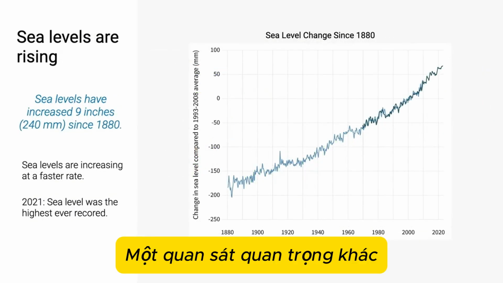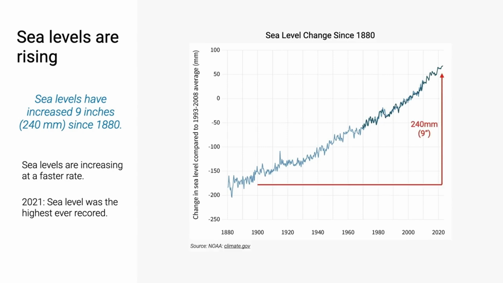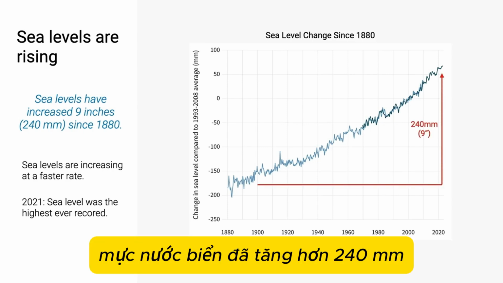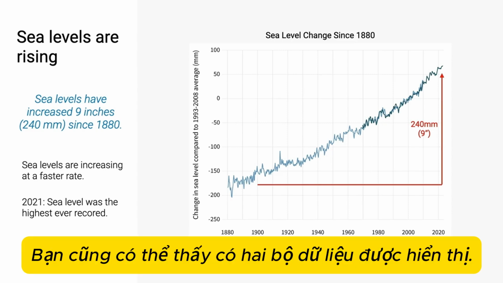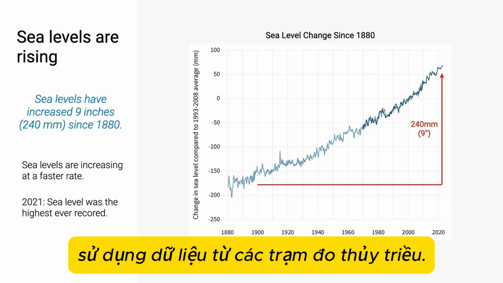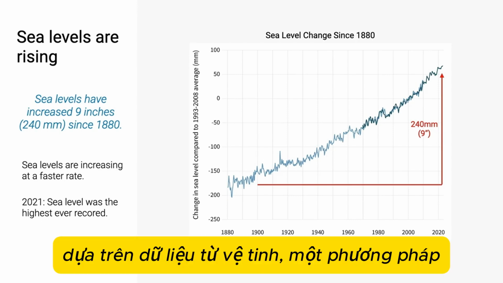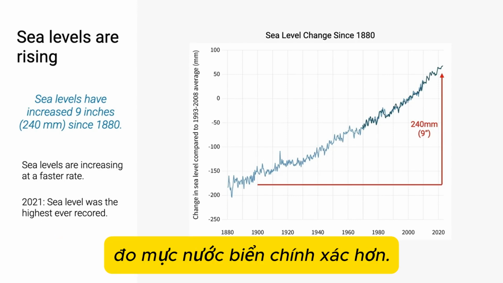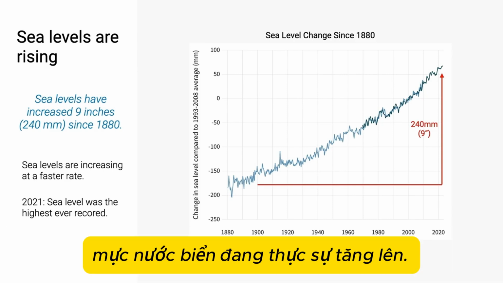Another important observation has been the steady increase in sea levels for more than 100 years or so. As this graph shows, sea levels have increased more than 240 millimeters, or about 9 inches, since 1880. You also see two sets of data plotted here. The light blue line that goes back to 1880 uses measurements from tide gauges. The dark blue line from about 1970 is based on satellite measurements, a more accurate way to measure sea level. Yet they agree rather well, telling us without much question that the sea level is indeed increasing.